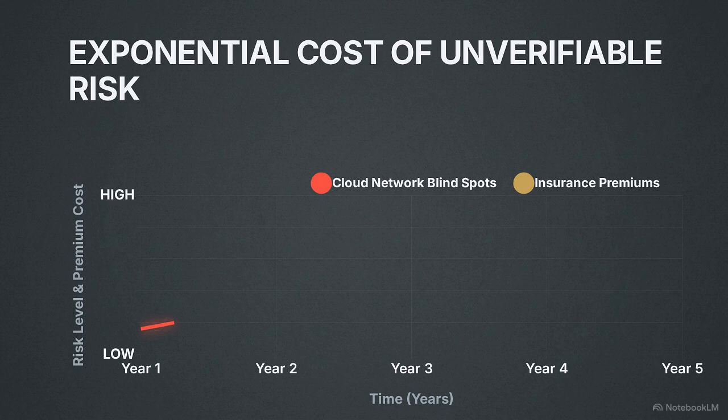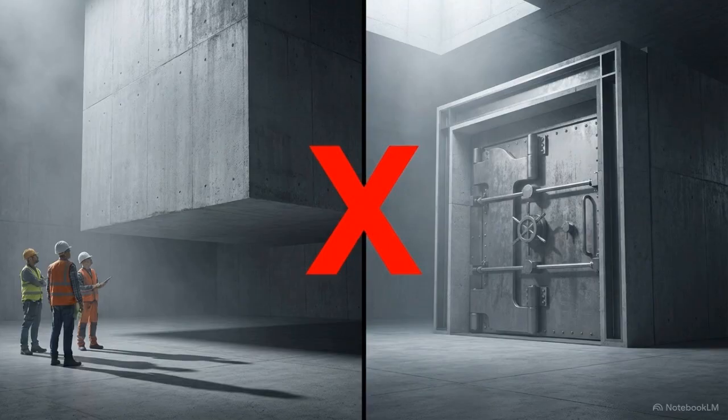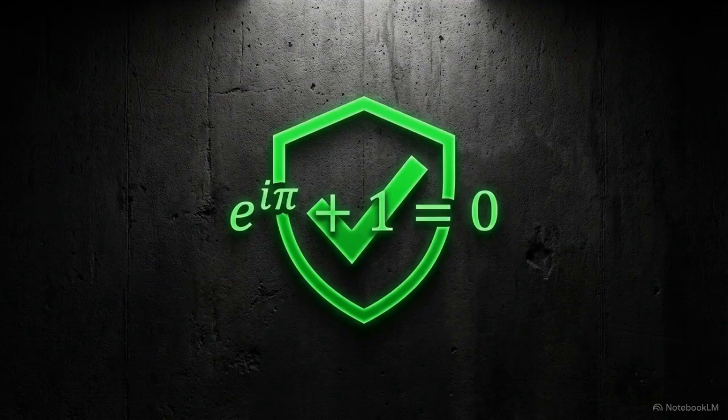This graph shows how insurance actuaries process these blind spots. They are forced to calculate for unverifiable risk, mapping the expanding frequency of network vulnerabilities directly to exponential increases in premium costs. Pouring thicker concrete and installing heavier vault doors does not lower those premiums. Risk ambiguity is only eliminated through mathematical, verifiable digital certainty.